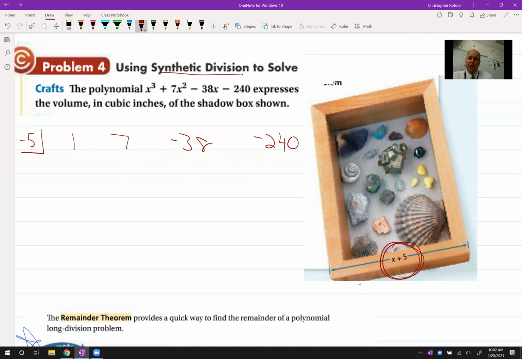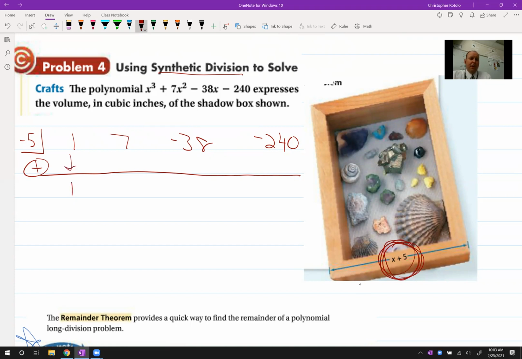So they showed me the width of the whole thing. So I really hope that I don't get a remainder this time. That way I can find out some other dimensions. But let's see what happens, right? So we got everything set up: the opposite of the binomial, and the coefficients in order.